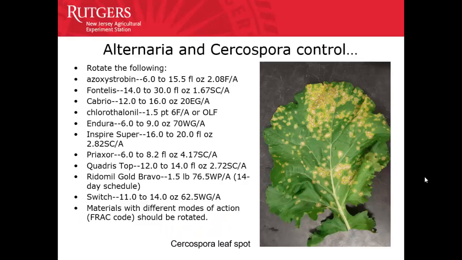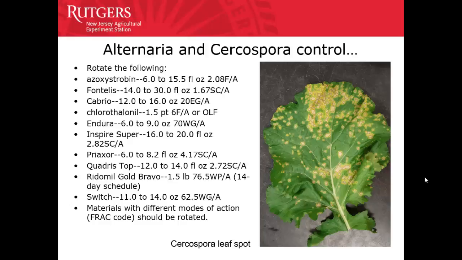Again, Cercospora, this is an image that Steve sent me. I see it very rarely on greens in South Jersey, but it does show up every once in a while. Again, there's quite a number of chemistries that work against Alternaria and/or Cercospora, and controlling one, by default, you're going to control the other one based on the chemistry.